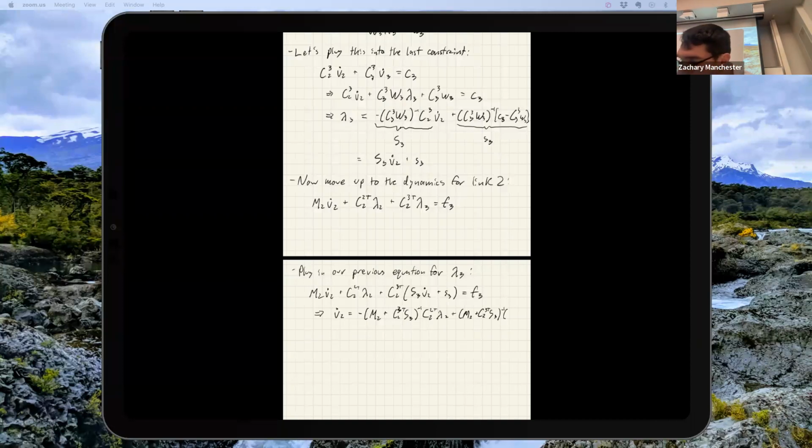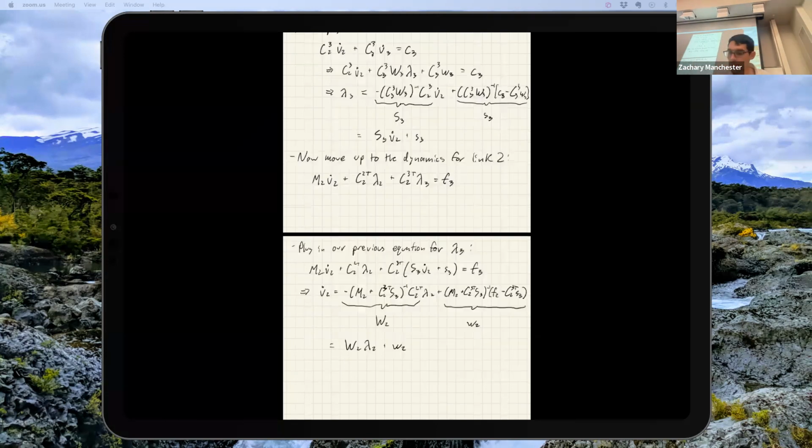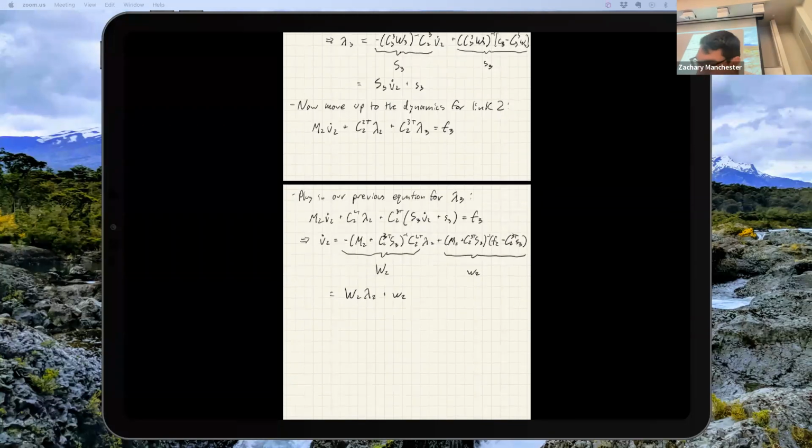I need to switch this over. So this F2 minus, that's great. Okay, cool. Then we're going to play our same game. We're going to call this guy W2, big W2, little W2. So I've got this whole thing equals big W2 times lambda 2 plus little W2. Same game, plug this now into the constraint equation.